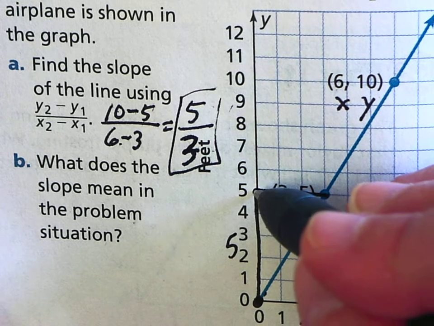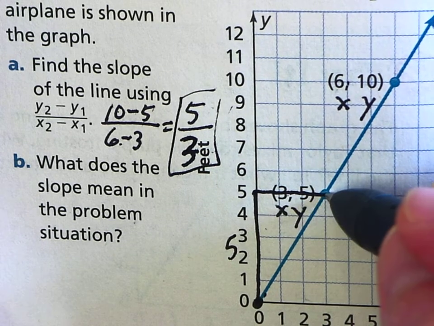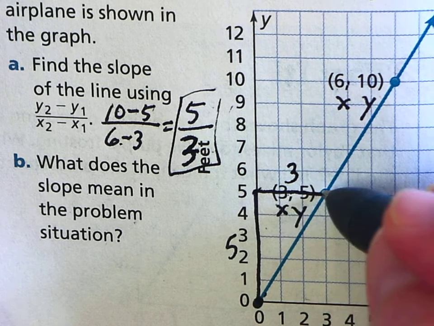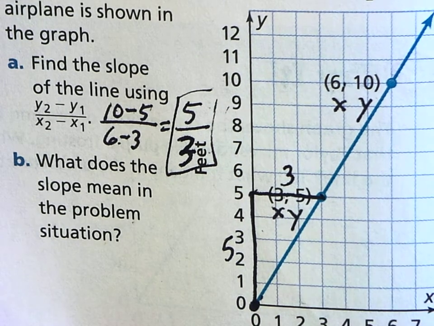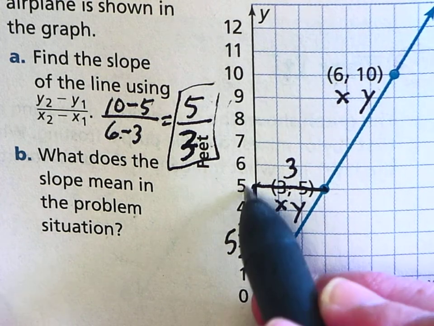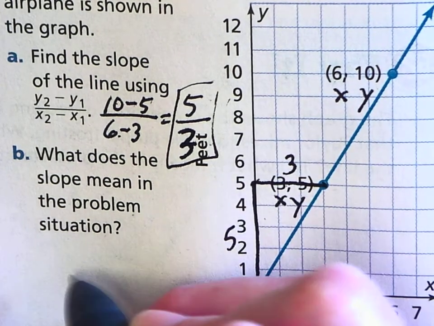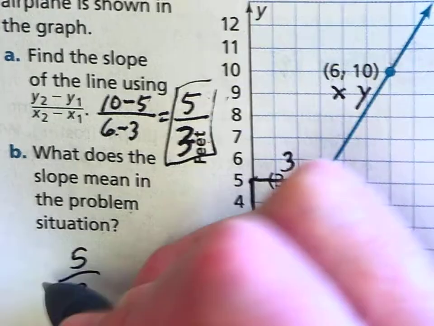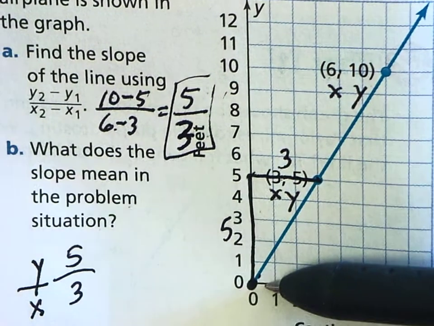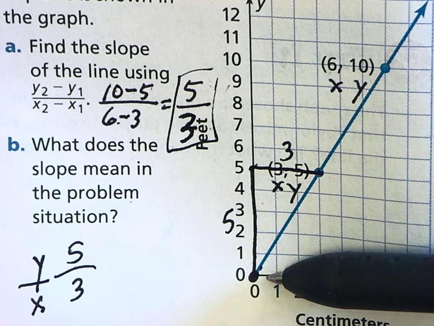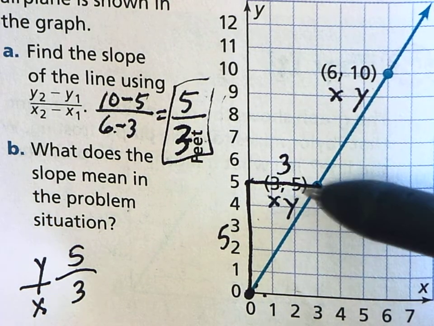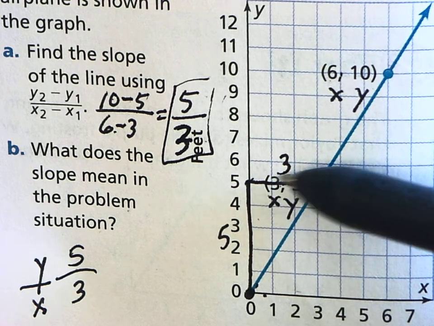And then I'm running from 0 to 3 here. From 0 to 3 is 3. I'm running 1, 2, 3. Every line along your x and y axis is counting by ones. So I'm rising 5 and running 3. That means my y number divided by x number. Remember, if it's proportional, if your line goes through 0, 0, you can also pick one point that lands on your line and take the y number divided by the x number, 5 divided by 3.